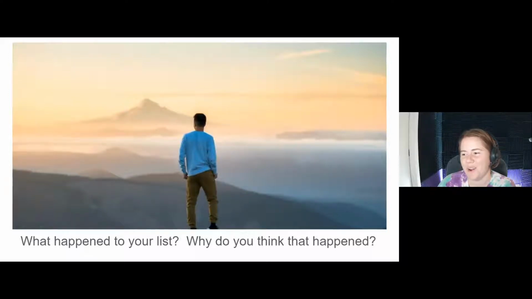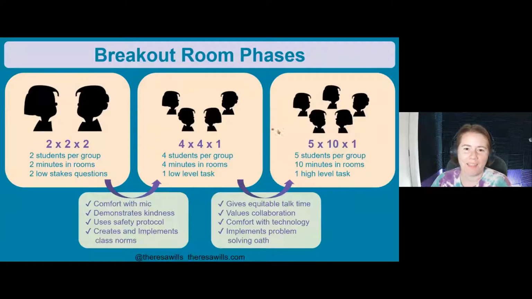It did get shorter, and there was more risk with each question. And that is exactly what this was aimed to develop. Because when I think about breakout rooms, I'm very purposeful about them. I don't just throw some kids in a room and give them a few minutes and give them a task to do. No, they are very purposeful, and there's phases that I use.